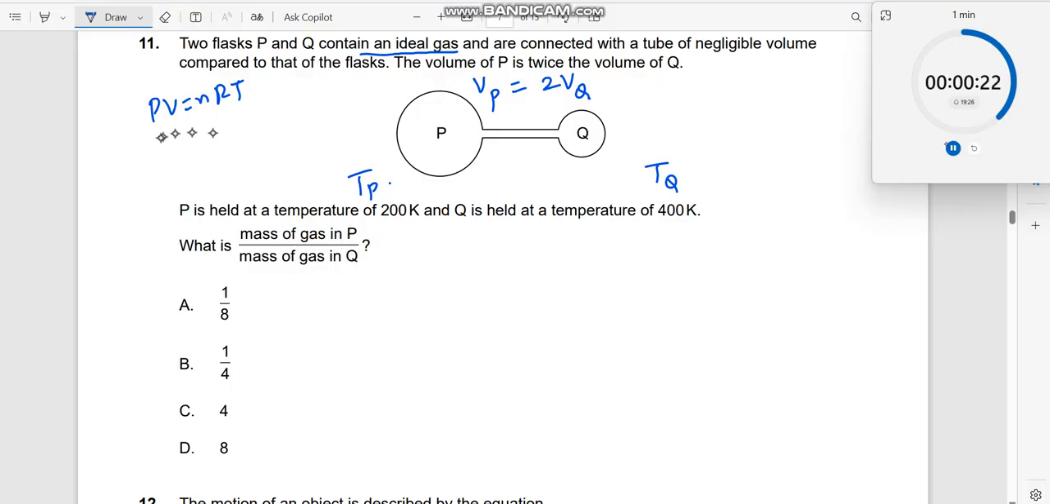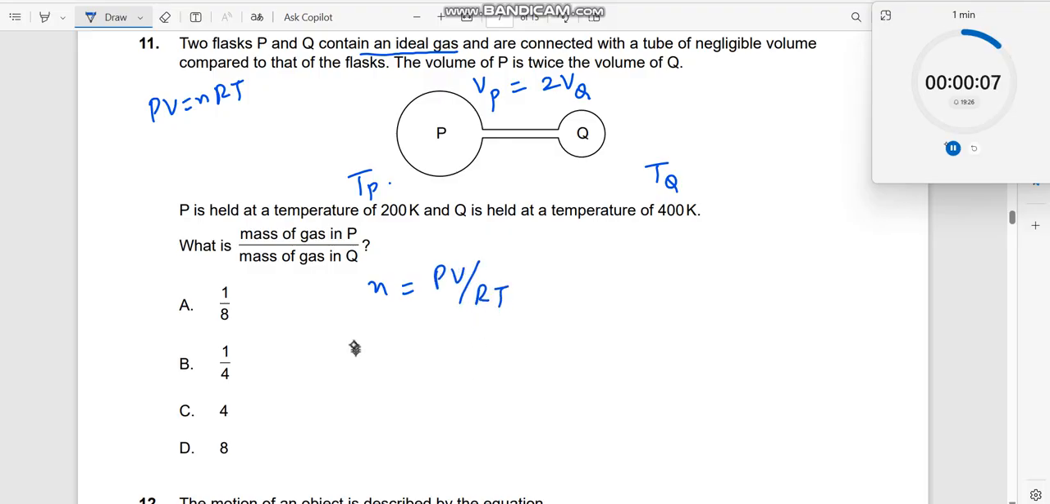Let us first consider PV equal to nRT. Which parameter will correspond to mass here? There is no mass at all here, right? So what we do is, mass of the gas is proportional to the number of moles. That's what we know. So therefore, use n as your subject and write n is equal to PV divided by RT.